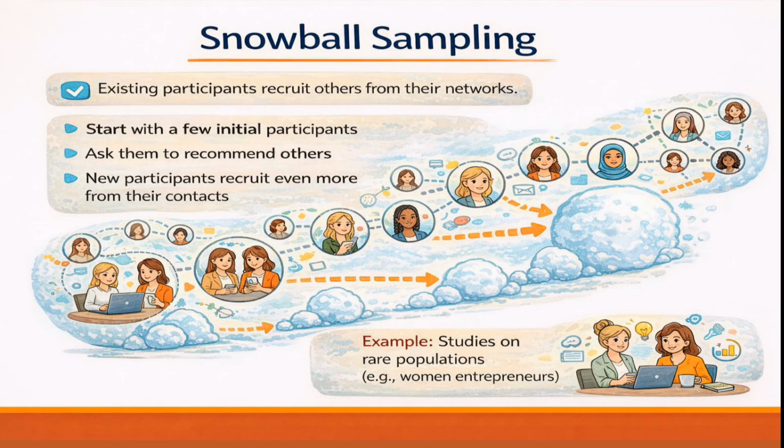Snowball sampling is used when the population is hard to identify or reach. One participant refers another, and the sample grows like a snowball. Example: women entrepreneurs, migrant workers, informal sector participants. This method is powerful, but highly non-random.